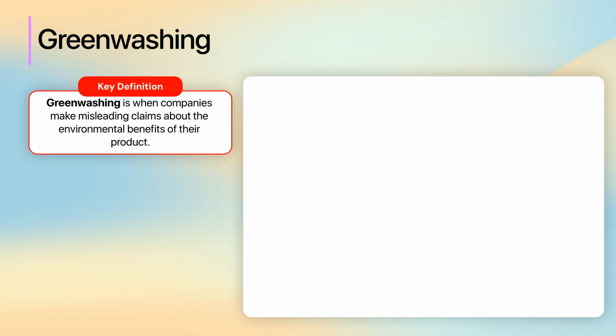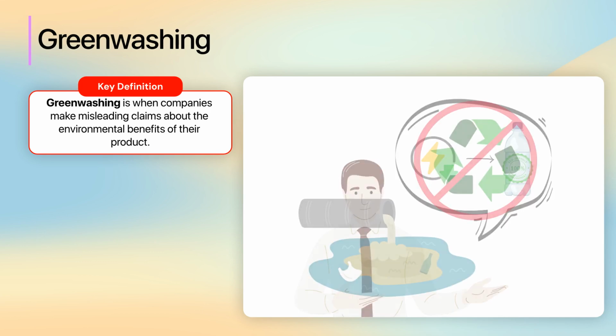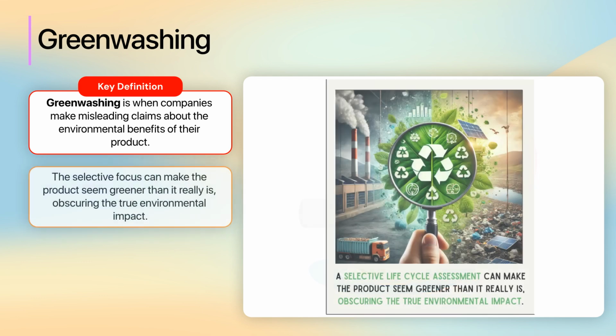For example, a company might advertise that their plastic bottles are eco-friendly because they use less energy in manufacturing, based on a selective LCA. What they might not mention is that the raw material extraction was highly polluting, or that the bottles aren't easily recyclable. This selective focus can make the product seem greener than it really is, obscuring the true environmental impact. It's like judging a movie based only on the best scenes and ignoring all the dull or problematic parts. You get a skewed impression.